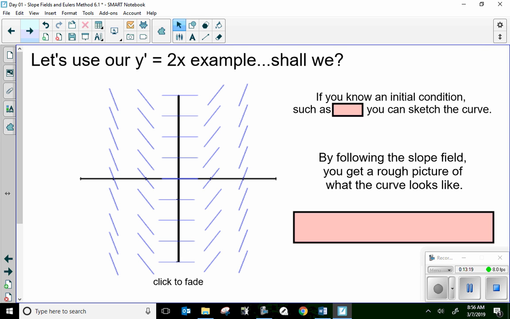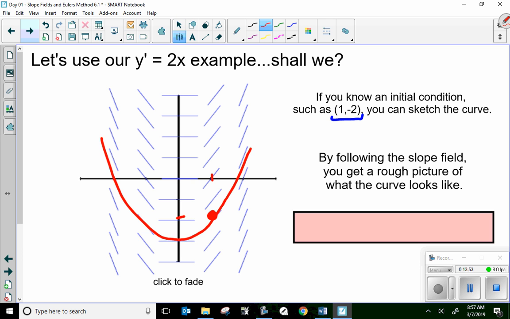I could pinpoint more exactly where that parabola is if I know an initial condition, such as (1, -2). So if I look at this point right here, and I plot this, here's 1, here's -2, so it's somewhere around here, right? Big dot right there. Now, if I know that my graph has to go through that point, it comes down, goes through this point, flattens out, comes back up. My parabola should be exactly right there because I know the point.